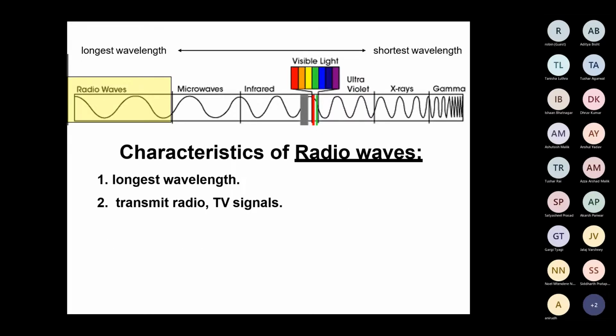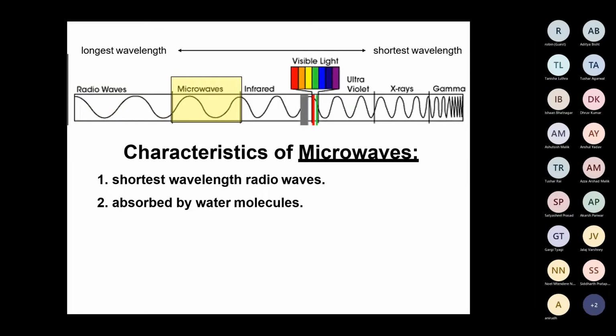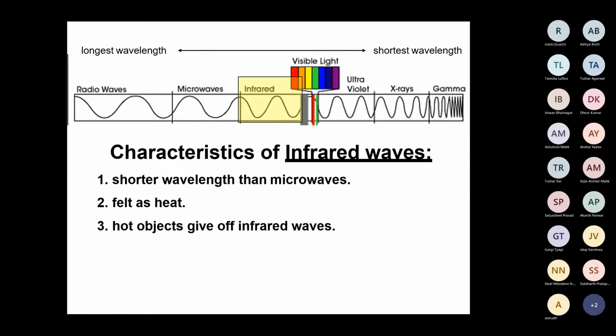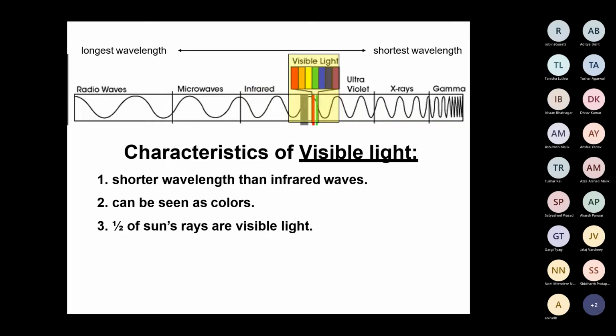So, characteristics of radio waves: longest wavelength. When we judge, the longest wavelength is called radio waves, used to transmit radio or TV signals. Microwaves: in a microwave, we find the shortest wavelength radio waves, right? Literally the shortest from the radio, absorbed by water molecules. And now infrared waves: shorter wavelength than microwaves, felt as heat. Hot objects give off infrared waves, so it is used for creating heat, right?